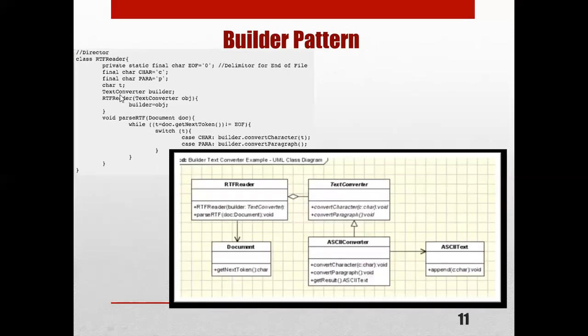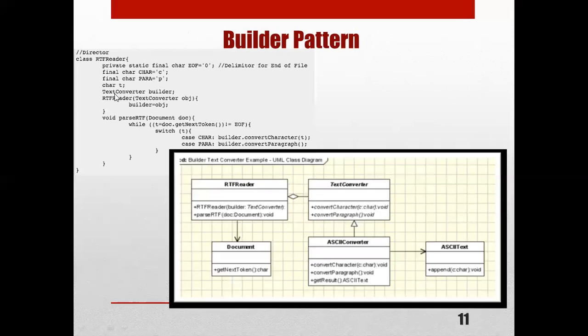Then the director. That is this class, the director class. Class RTFReader. We are going to implement this class. This is the composition of TextConverter. Here you can see private static final character EOF equals 0. This is the delimiter for the end of file here. Then we are going to implement the attributes and methods from this RTFReader.